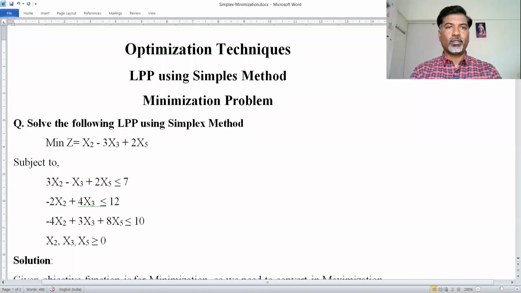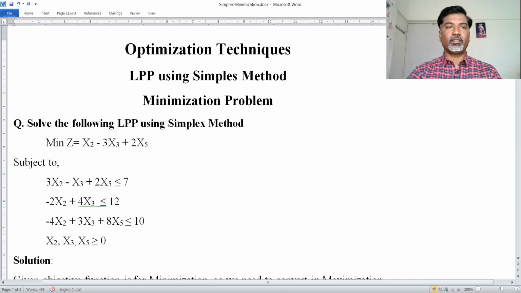Dear students, today we will see LPP using the simplex method. To solve with the simplex method, there are two types of problems: the LPP using the simplex method for a maximization problem, and the LPP using the simplex method for a minimization problem. We have already discussed the maximization problem, so today we will see the minimization problem.